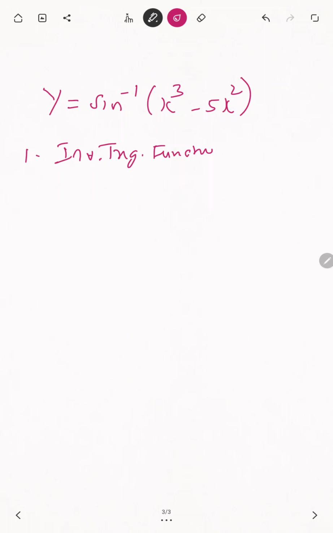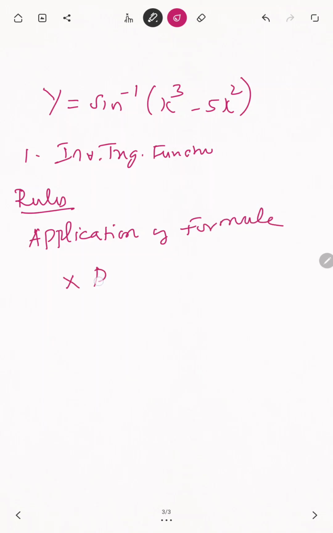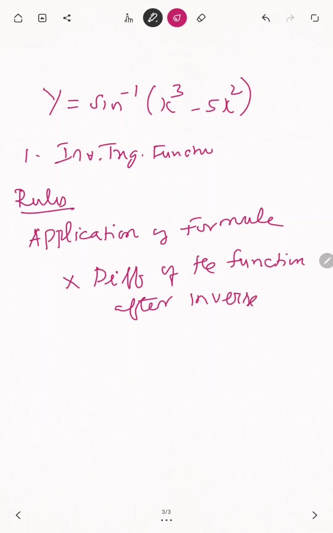What is the rule available for differentiating inverse trigonometric functions? Rules: application of formula into differential of the function after inverse. First, you have to note these two points. One is application of formula, and another one is differential of the function after inverse.